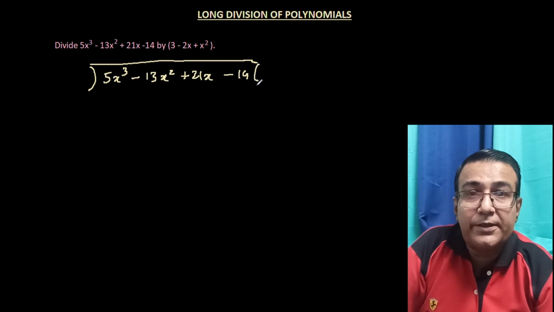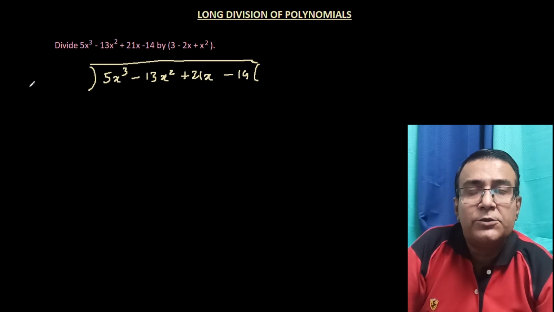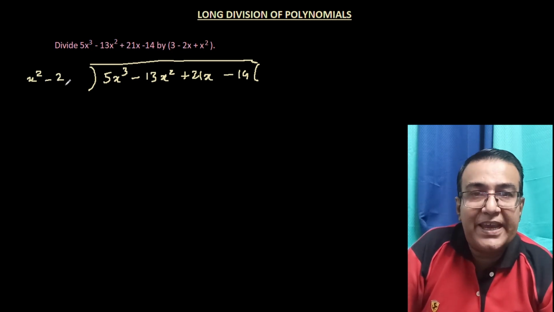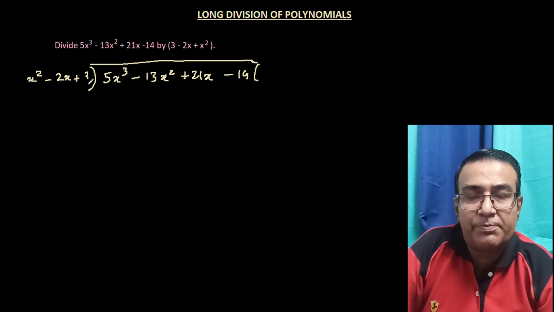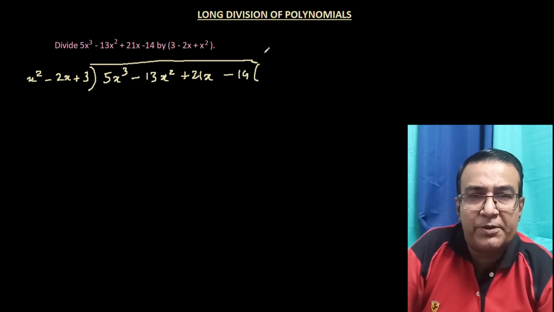And this is the divisor. As you can see, the divisor is not arranged in the decreasing order of the degree of the variable, so we'll have to arrange it likewise. So we'll bring the x square term first, then the x term which happens to be minus 2x, and then the constant term which happens to be plus 3. That we can write outside the box, and then we proceed as we proceeded in the previous question.